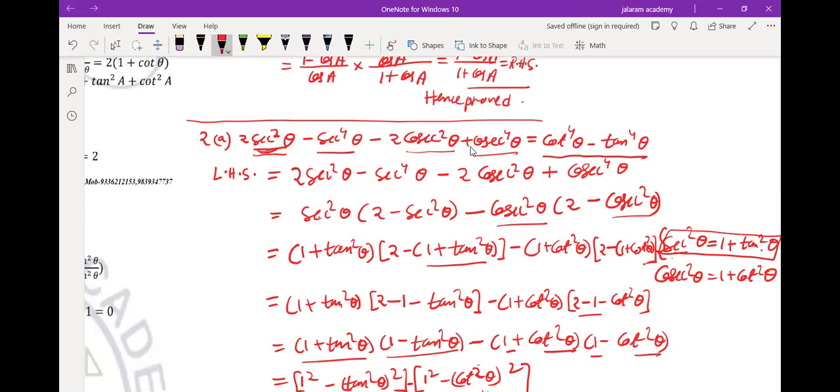And next is cosec square theta. And whenever there is cosec square theta, we have to keep in our mind that cosec square theta equals 1 plus cot square theta. And at the same time, if we observe the right hand side, it is cot to the power 4 theta minus tan to the power 4 theta. Means sec square theta equals 1 plus tan square theta, we have to bring tan theta. And cosec square theta equals 1 plus cot square theta, and we have to bring cot square theta also. So if we do only this, we can easily solve this question.